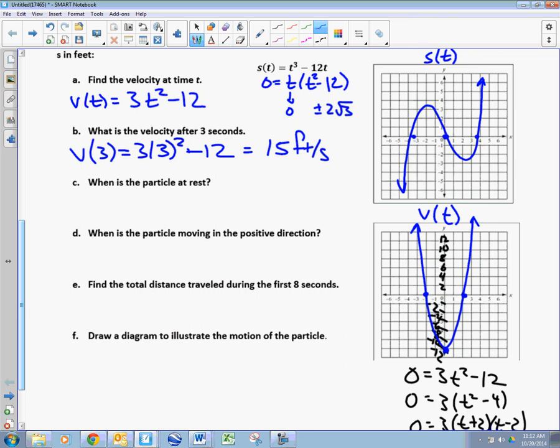When is the particle at rest? I would take the velocity function, v of t equals 3t squared minus 12, and set it equal to 0. Factor out a 3: t squared minus 4 is equal to 0. T plus 2, t minus 2, so at what time? 2 and -2. Kind of interesting here. T equals -2 and +2 seconds. We don't talk about negative time. Okay, it's not of interest to us. So really, just 2 seconds is what we would quote.